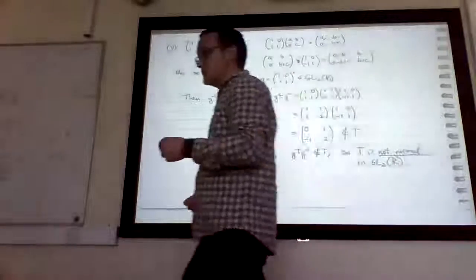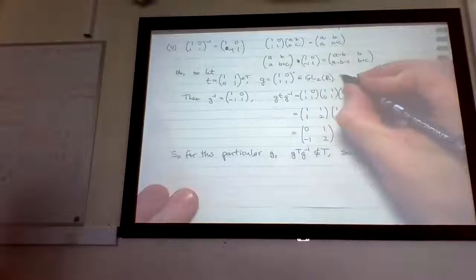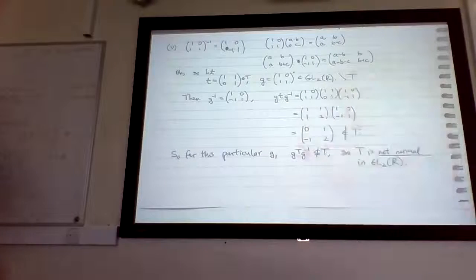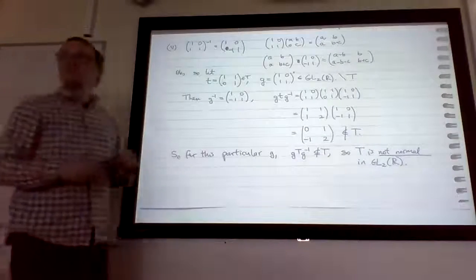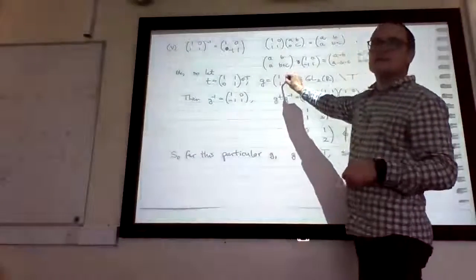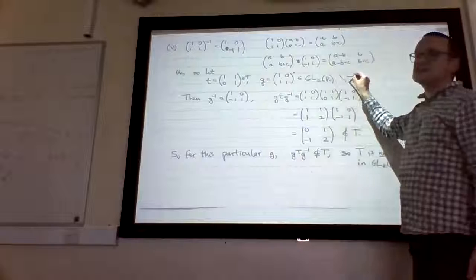So this is the point here. You could augment his thing here by saying this is in GL2R less T. So it's outside of T. It's one of these new elements we brought in, because it's got a non-zero bottom left entry. Therefore, it's not in T.